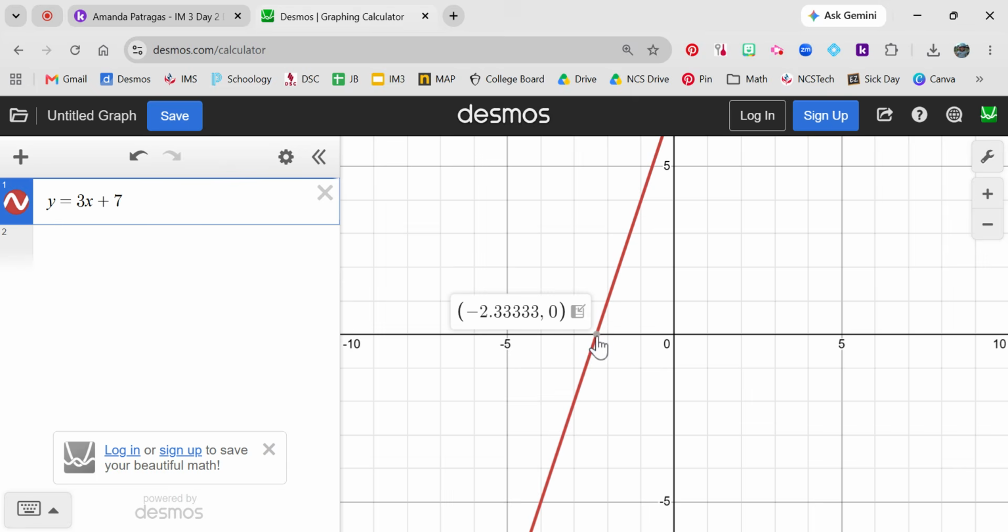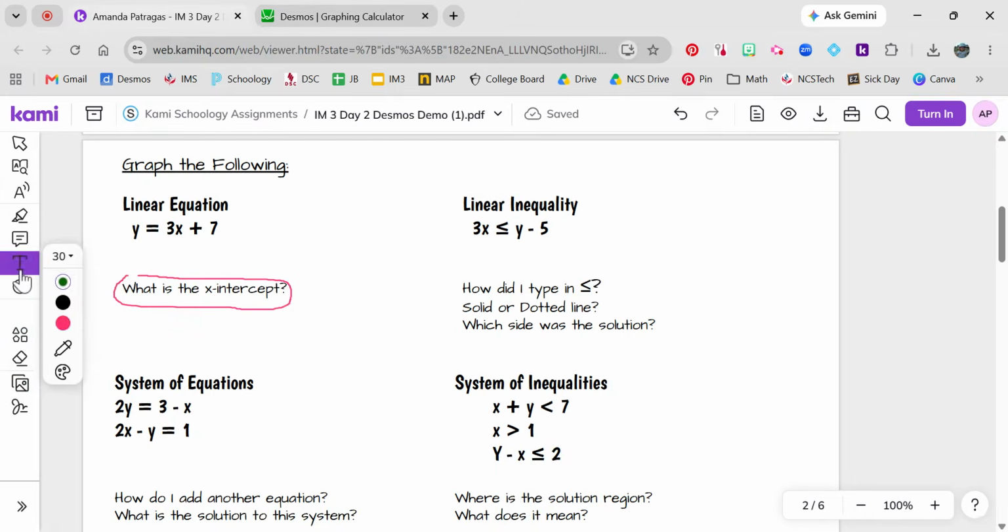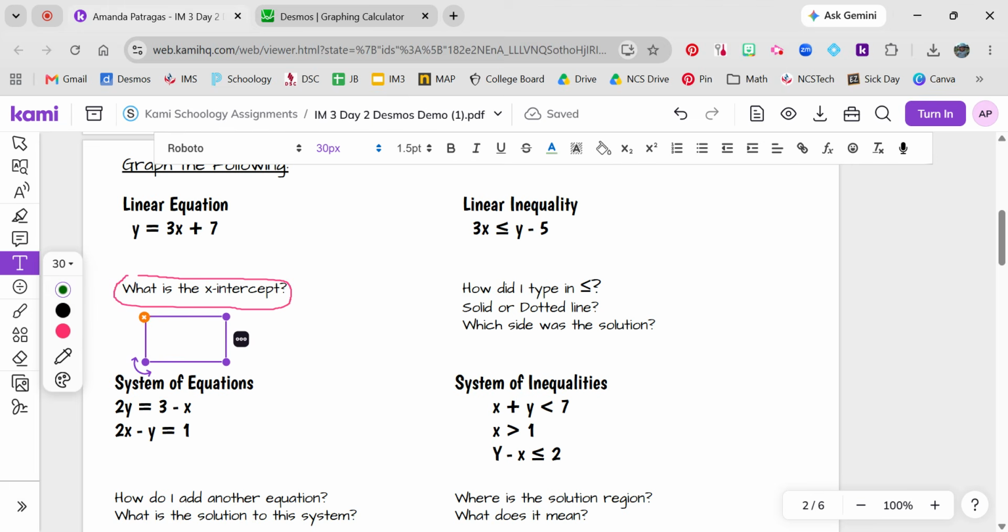So what you want to do is when you have that gray dot, if you click it once or twice depending on if it's already gray or not, it will stay there. So our point that we need is negative 2.3 repeated, comma 0. You can write it on here or you can type it. Now, when we are asking about a point, we need to make sure that we put that point in parentheses.